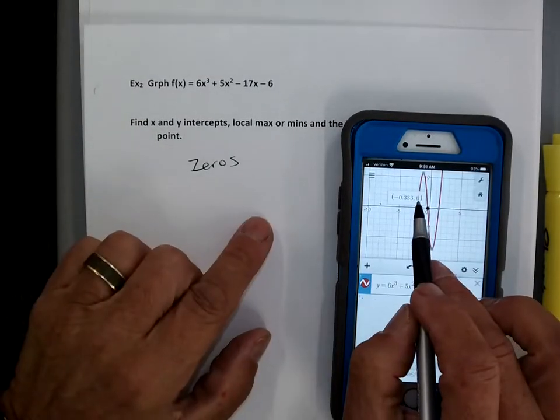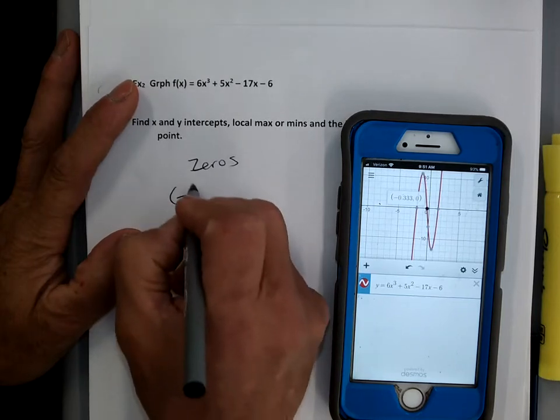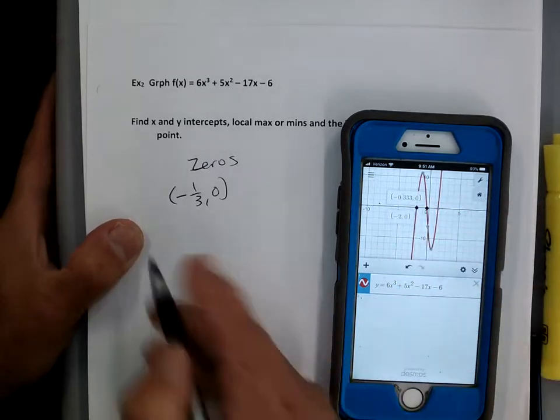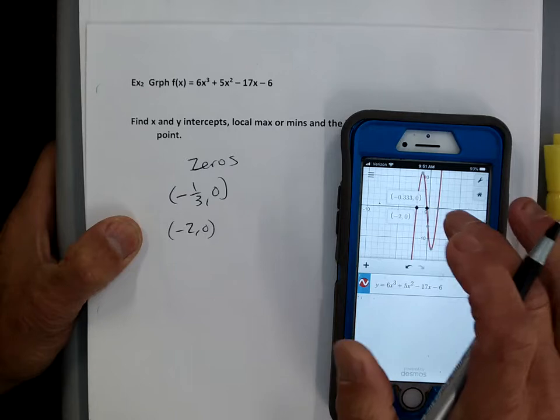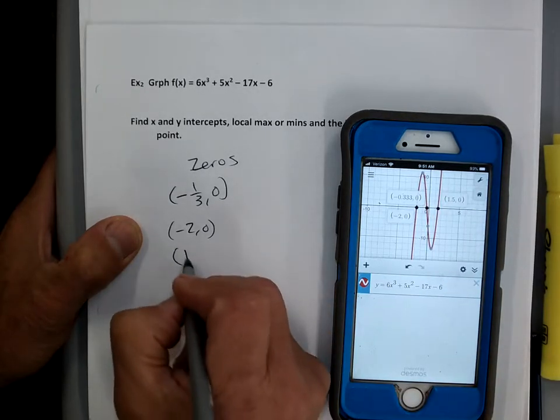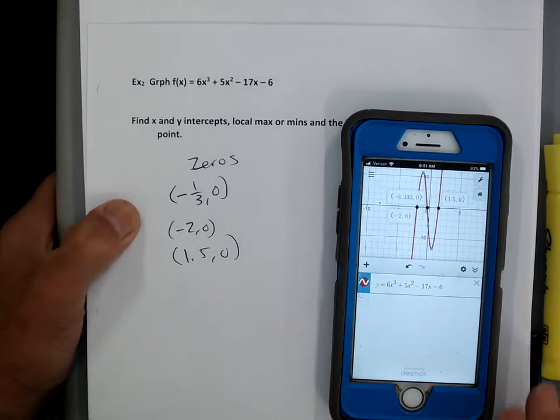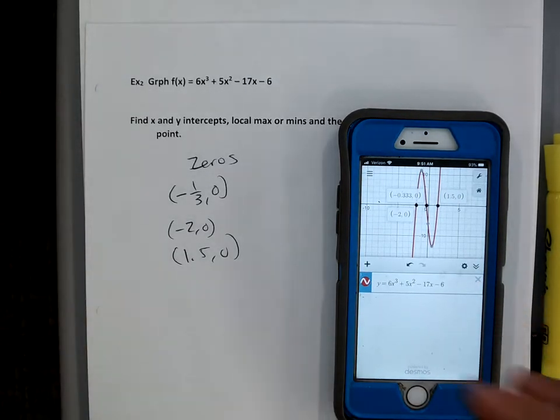I've got a zero, and I know it's a zero because of the 0. See the 0 for the y value is at negative, well, it's -1/3. I know that decimal. Okay, where's my other zero? At -2, and where's my third zero? At 1.5, 0. So this thing probably would factor, but it just doesn't look like it's easy to factor. We don't need to factor it because we have our calculator.